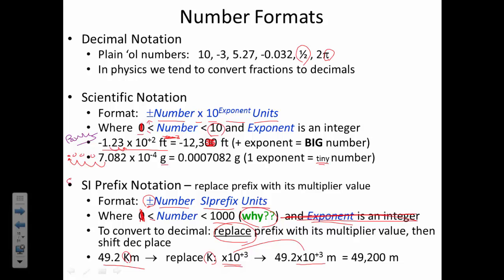Times 10 to the positive 3 means, well, positive 3 means a big number. I'm going to shift the decimal places over 3 places to the right. So 1, 2, 3. Fill in the zeros with the empty bubbles here. So I've got 49.2. 1, 2, 3. Sorry. And here's my new decimal place. I got 2 zeros over there. So I got 49,200 meters.